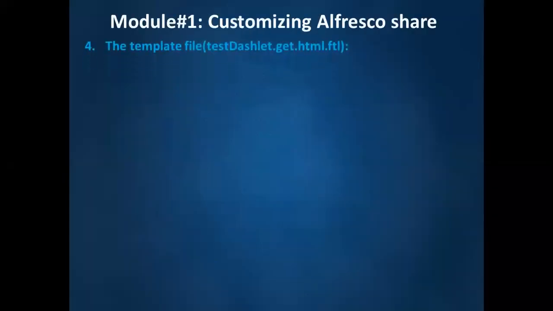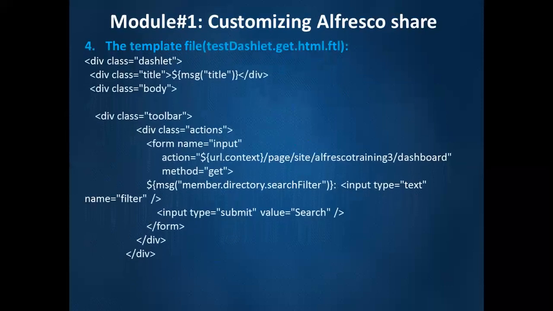Now let's move to the template file, the FTL file, that will display all this information. What should we write inside this file? The code is a bit long, so I will explain each part of this template. In the second line, as you can see, the title property will be displayed.